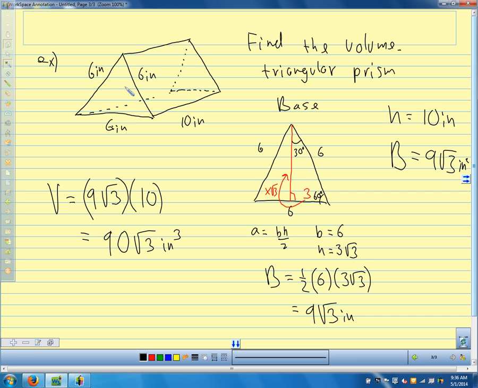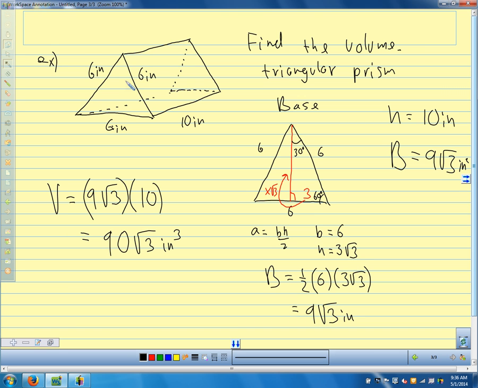So our base is the key, and usually in these kinds of problems, finding the area of the base is one of the, I'm not going to say the hard part, but that's probably the part that we have to put more work into, is finding the area of the base. That's the key.